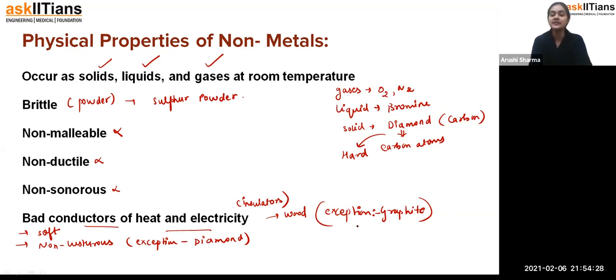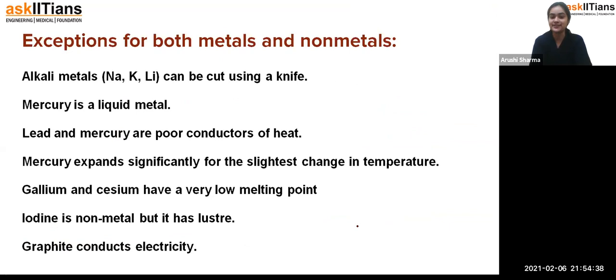Okay, so we have discussed the physical properties of metals, then the physical properties of non-metals. Now what is left? We are left with the exceptions. So as we can see here, students, what are the exceptions? Alkali metals, the basic metals like sodium, potassium, and lithium, can be cut using a knife. So this is the exception.